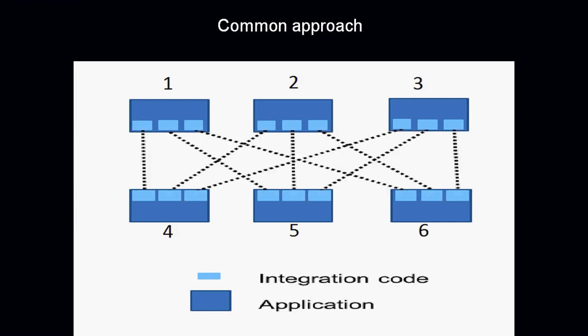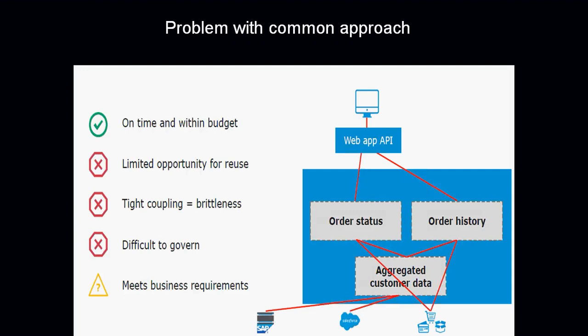Now the problem with this is we might be able to deliver the integration within the time and budget, but as I mentioned earlier, there is very limited opportunity to reuse. The second thing is, it is very tightly coupled and brittle. What it means is, whenever there is some change or update in the code at any place, we might doubt the functionality of the entire application. We don't know where it breaks, how it breaks, and what the dependencies are in changing a specific piece of code.